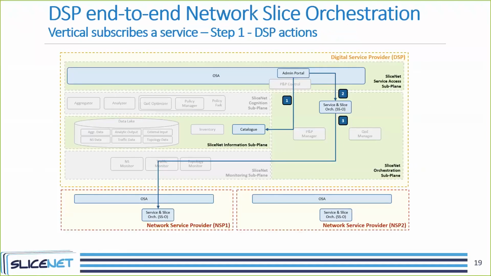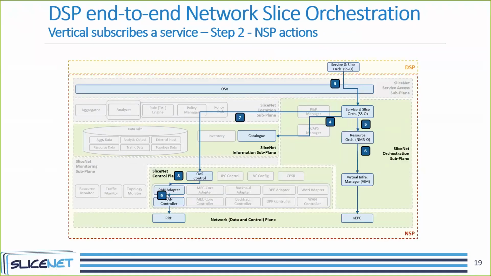Let me just show you, in terms of orchestration, what is happening when a vertical subscribes to a service. In the first step, taking into account what is happening in the DSP, the vertical goes to a portal, an admin portal. In this portal, it will have access to the services that are available in the catalog. When the vertical chooses a certain service, this request will arrive at the service and slice orchestrator and will start deploying. The first thing that the SSO will do is decompose the service into end-to-end network slices. So it knows that you will need to talk with NSP1, NSP2, NSP3, and so on. So the service and slice orchestrator at the DSP will contact every network slice provider that it needs in order to instantiate the proper network slice for these services.